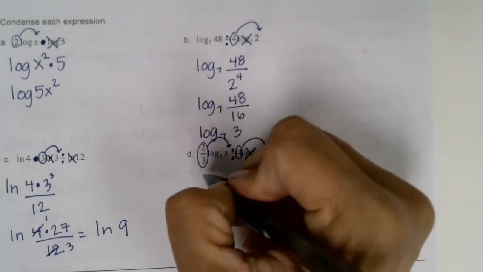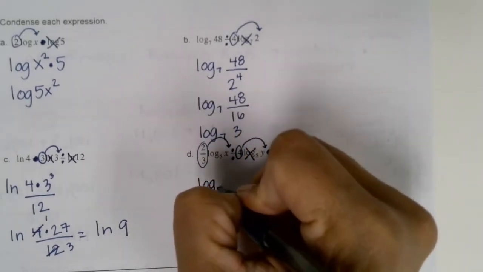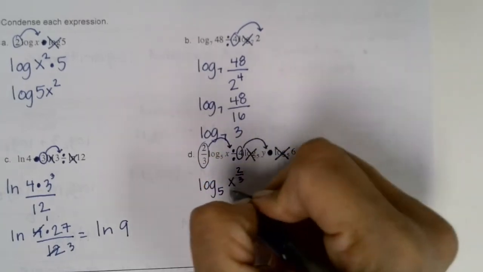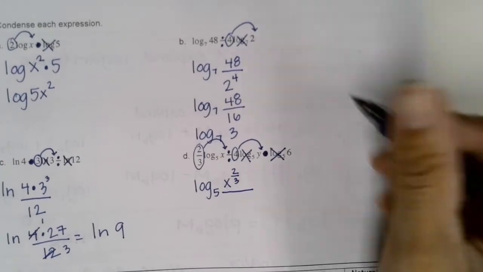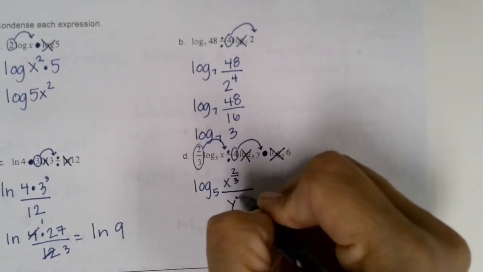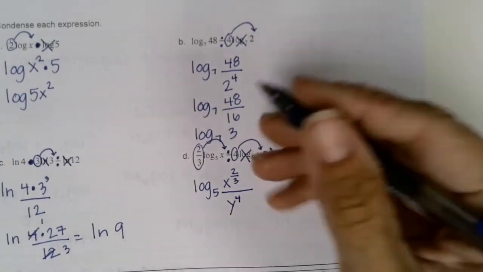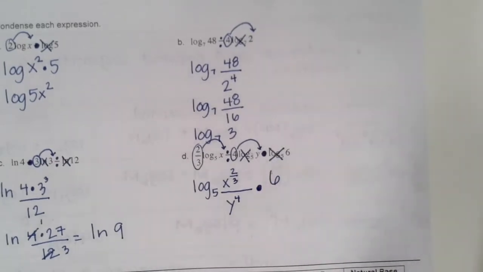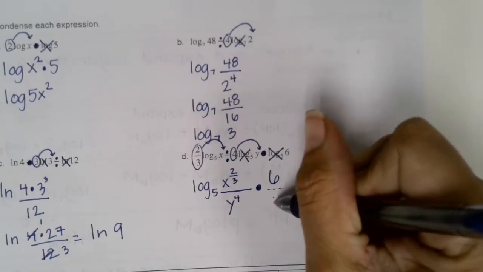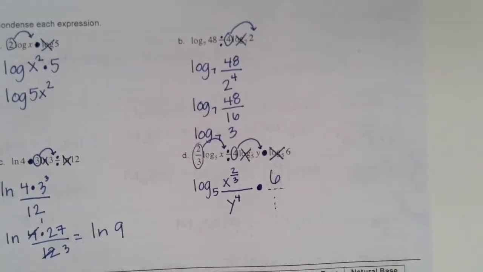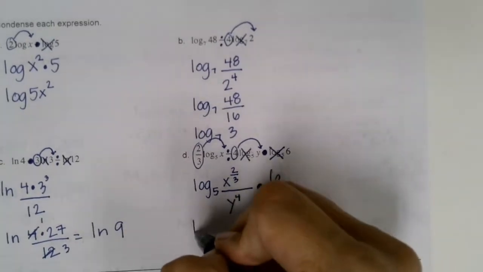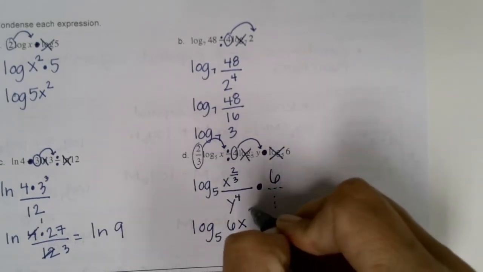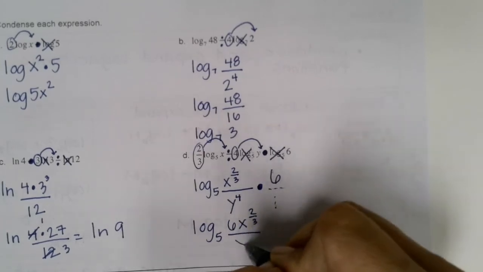So what I end up with is log base 5 of x to the 2/3, because that came up, divided by y to the 4th power from this one, and then multiplied by 6. So multiplying fractions, no big problem, top times top over bottom times bottom. So this looks like this. Log base 5 of 6x to the 2/3 over y to the 4th.